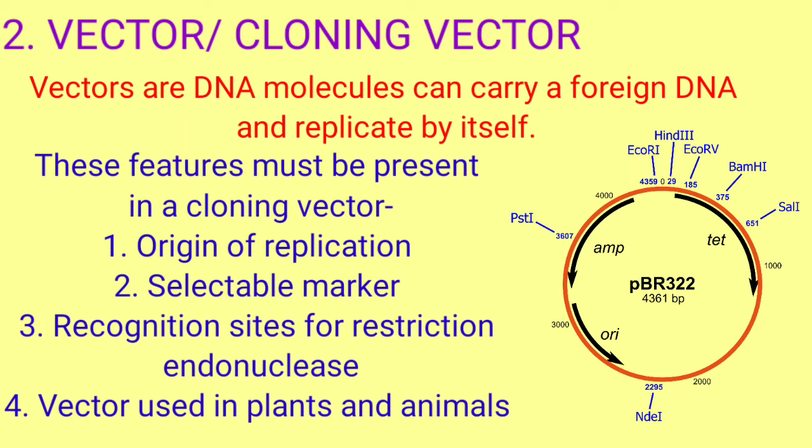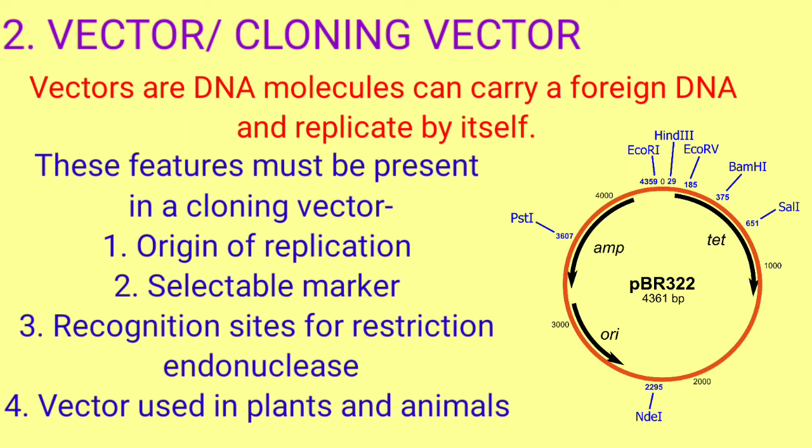So selectable markers: there are also some genes present in the DNA of the host, the DNA of the vector, and there must be some genes that can help in selecting those host cells which contain the vector, or where replication was allowed to be done. For example, some such selectable markers are antibiotic resistant genes such as tetracycline resistant genes, ampicillin resistant genes, etc.